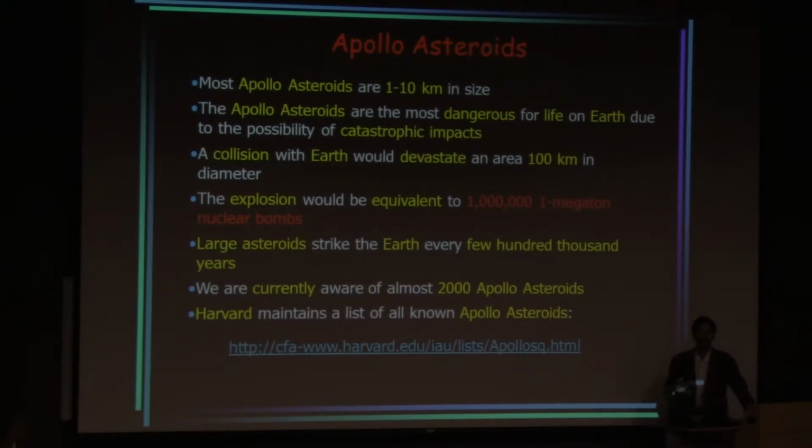Well, the Apollos are clearly the most dangerous for life on Earth because a lot of them are pretty large, and a collision with an object a few kilometers across would cause an explosion on the order of, well, 1,000 megaton nuclear bombs. I mean, not a good thing, definitely not a good thing. Complete devastation over 100 kilometers in diameter, and a lot of damage out farther than that.